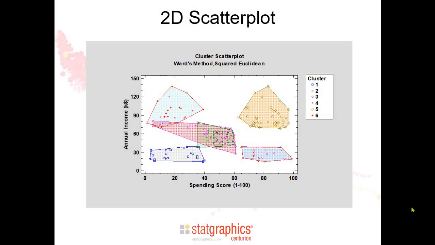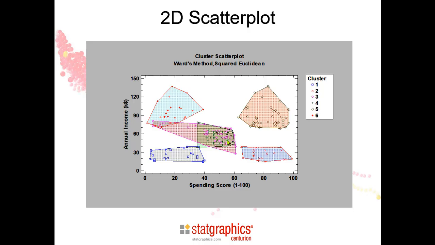Here you see the results of the cluster analysis with respect to two important variables. The vertical axis shows the annual income of a customer. A spending score between 1 and 100 is plotted along the x-axis. You'll notice some distinct groups of individuals, some with low income, some with high income, some with low spending scores, some with high spending scores.